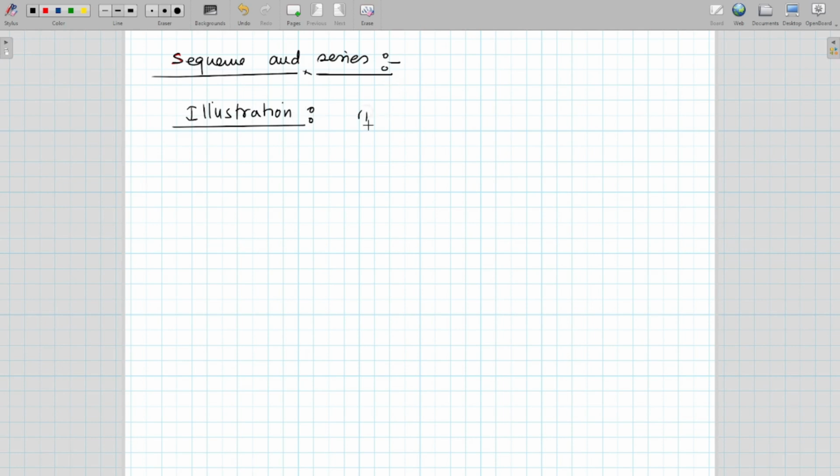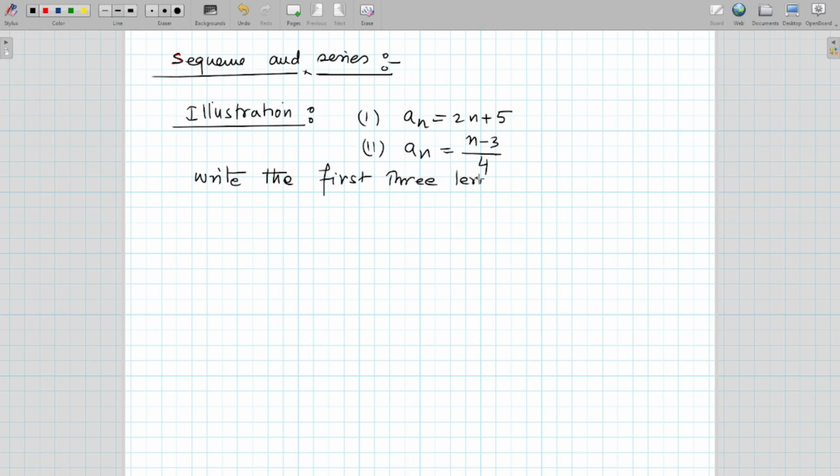Suppose you are given a question, let us say an, which is 2n plus 5. Okay, write the first three terms in each of the following sequences. So you need to write first three terms. These are the sequences, n minus 3 upon 4. And you are asked to write the first three terms. So can you put the values and find your terms?